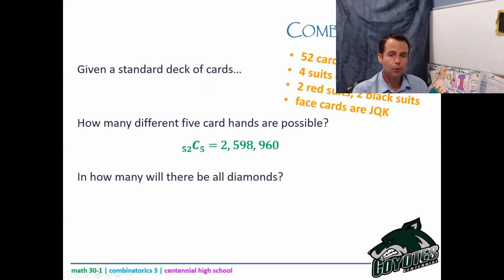I want to select 4 of them. So that'd be, sorry, 5 of them because it's a 5-card hand. I just read that wrong. So that'd be 13 C5. Okay, which is 1,287 ways to get a 5-card hand that are all diamonds.